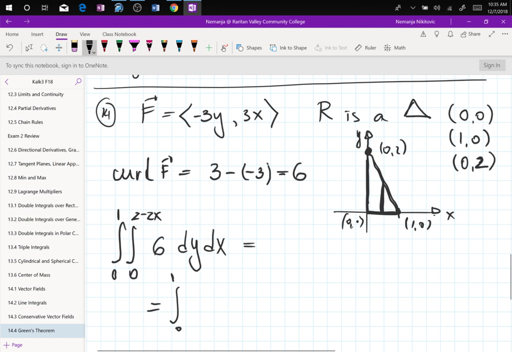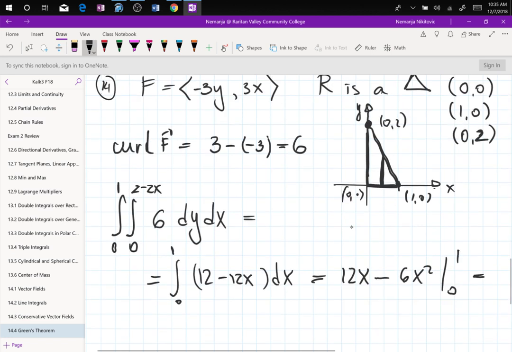Integrate 6, we get 6x, so that's going to be 12 minus 12x, right? Because it's just 6 times that. And then when we integrate this, we get 12x minus 6x squared from 0 to 1, which is 12 minus 6, which is 6. And there we go.